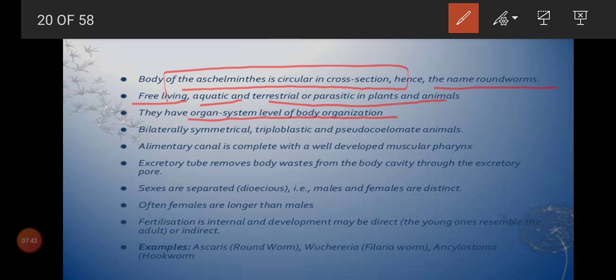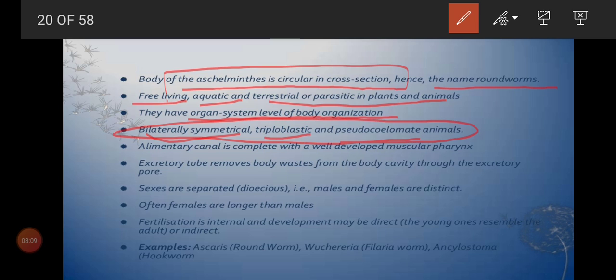Porifera is cellular level, Coelenterata is tissue level, and starting from Ctenophora onwards we can see some organ level started. In Platyhelminthes we can see the eye spot, so organ level started, and in aschelminthes we can see the organ system level of organization. And it is bilaterally symmetrical, triploblastic, pseudocoelomate. These three characters are very important.